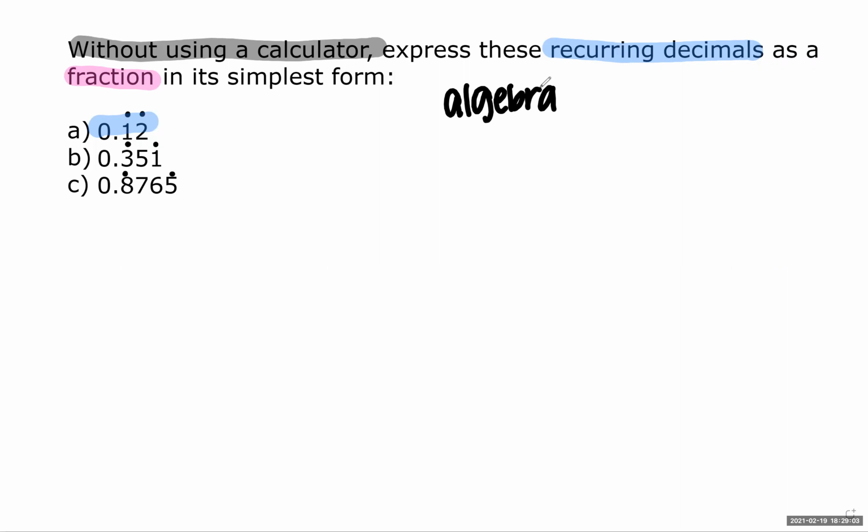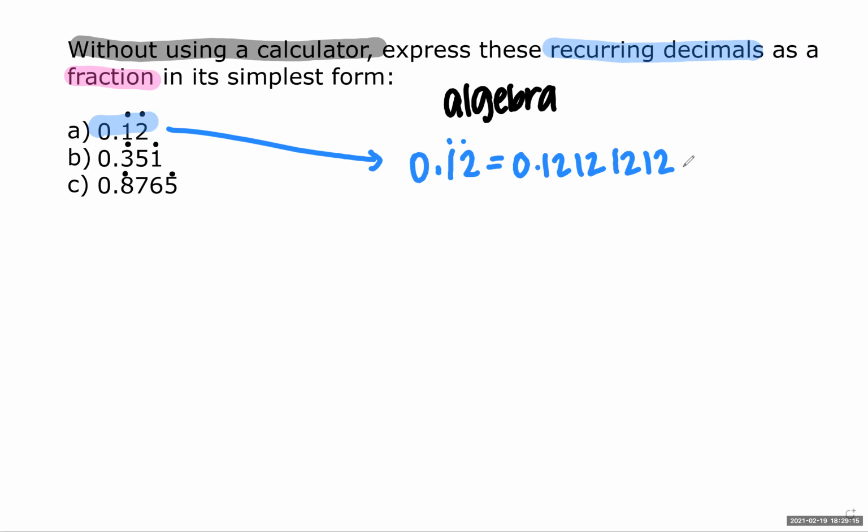So first thing first, this is a recurring decimal. So what is a recurring decimal? 0.12 with dots actually means 0.12121212 and so on and so forth. So the dot on top tells you which numbers are being repeated. For this case, 1, 2 is being repeated. That's why you can see that 1, 2, 1, 2, 1, 2 are being repeated.